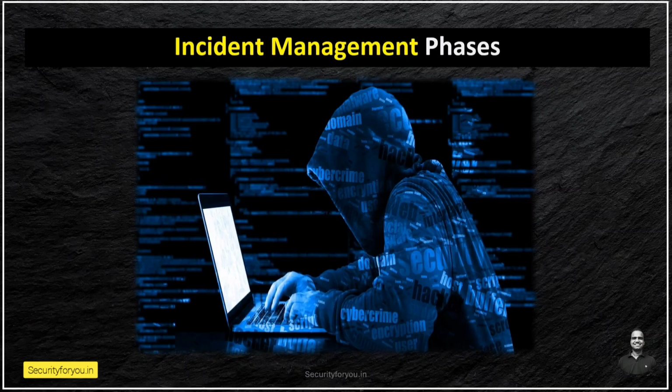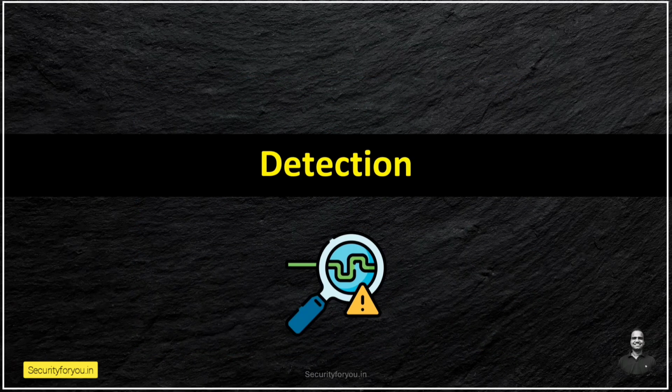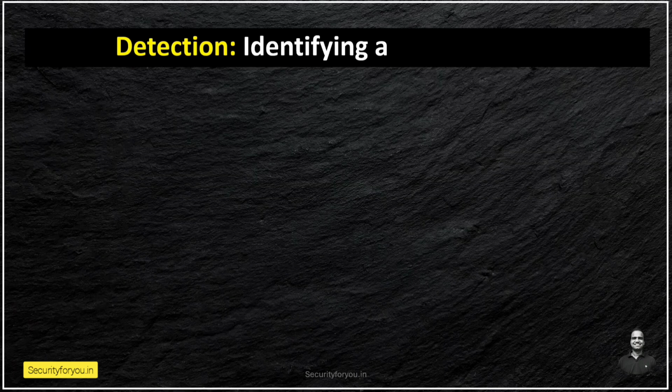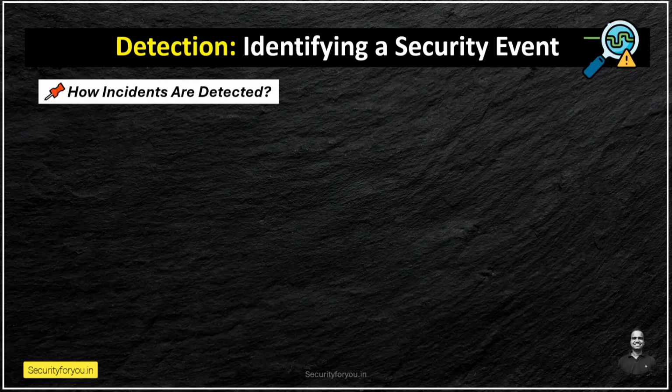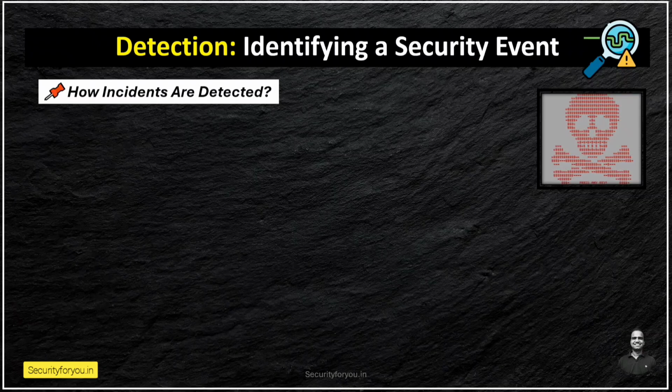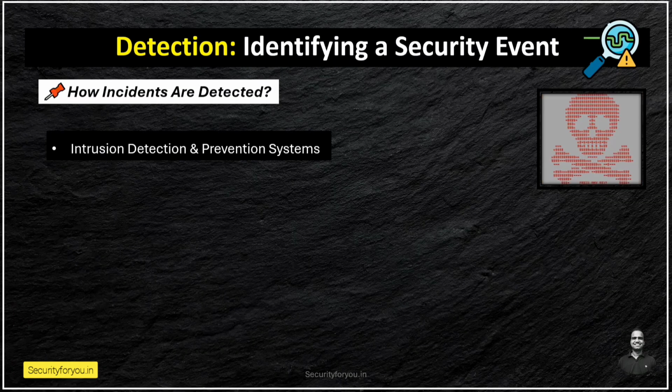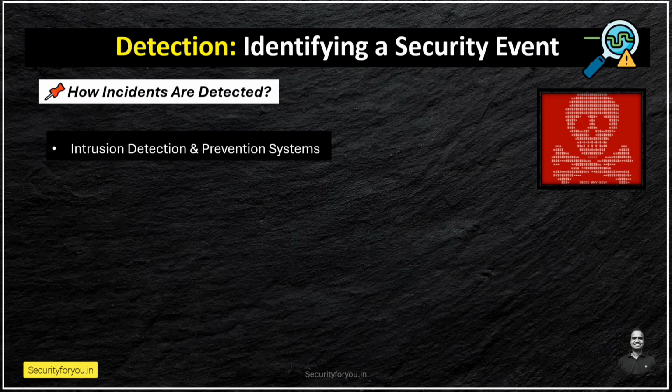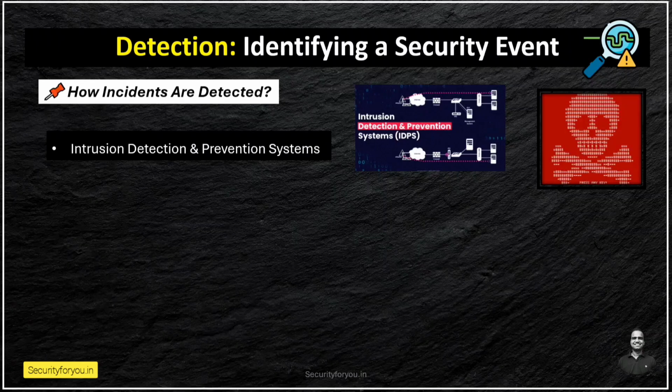So let's discuss the different steps involved in incident management. The first step in incident management is detection. There are multiple methods of detecting potential incidents. Some of the most common methods to detect a potential incident include intrusion detection and prevention systems, which send alerts to administrators when they detect a potential incident.